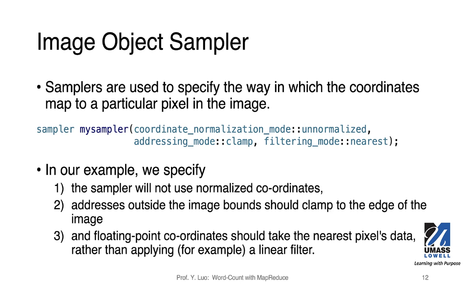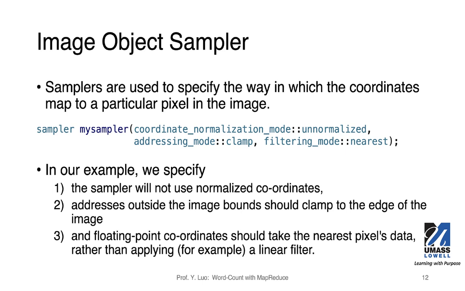For accessing the image, we need another object which is named sampler. Samplers are used to specify the way in which the coordinates map to a particular pixel in the image. So with samplers, we do not have to manually select the rows and the columns while we go through the pixels in the image. Sampler can help to simplify that process.